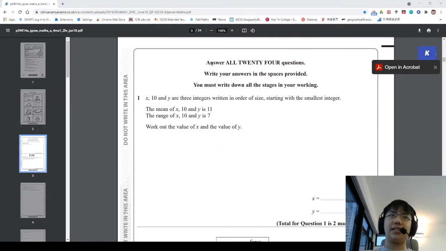Question 1 states that x, 10, and y are three integers written in order of size, starting with the smallest integer. The mean of x, 10, and y is 11, and the range of x, 10, and y is 7. Work out the value of x and the value of y.